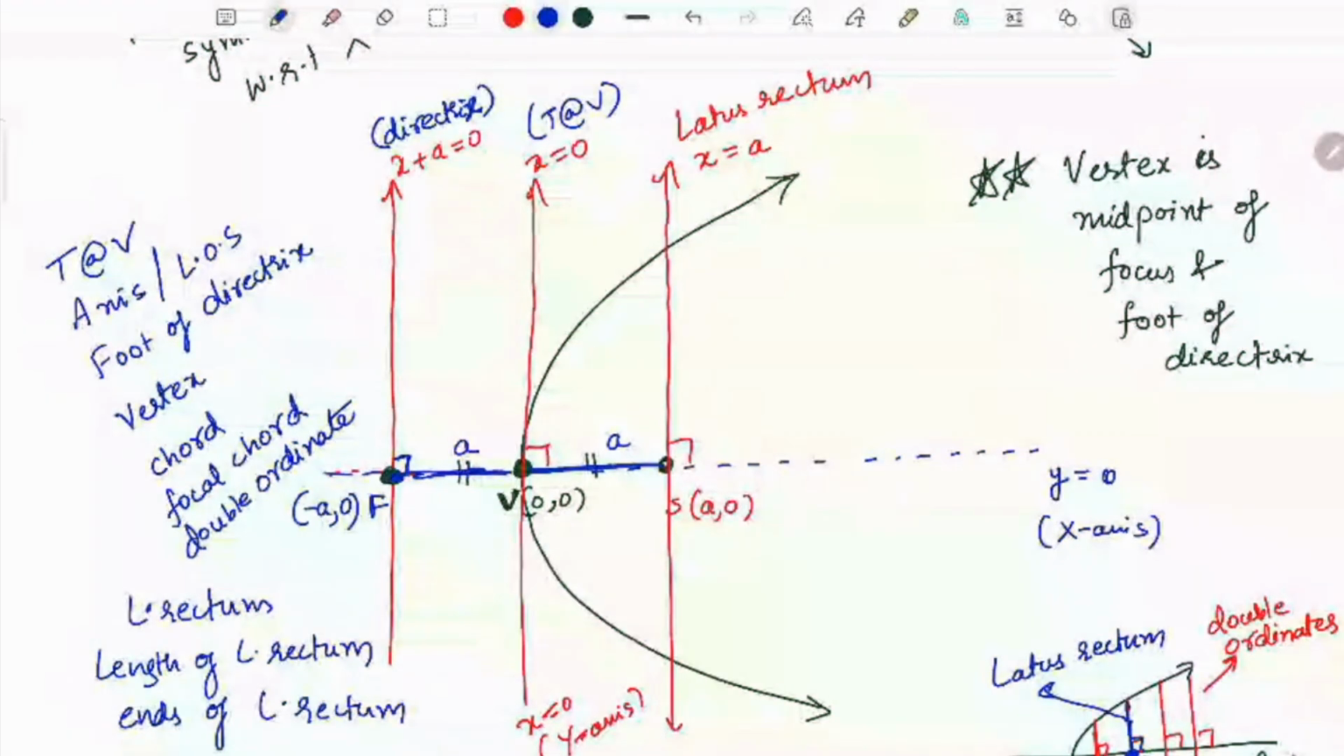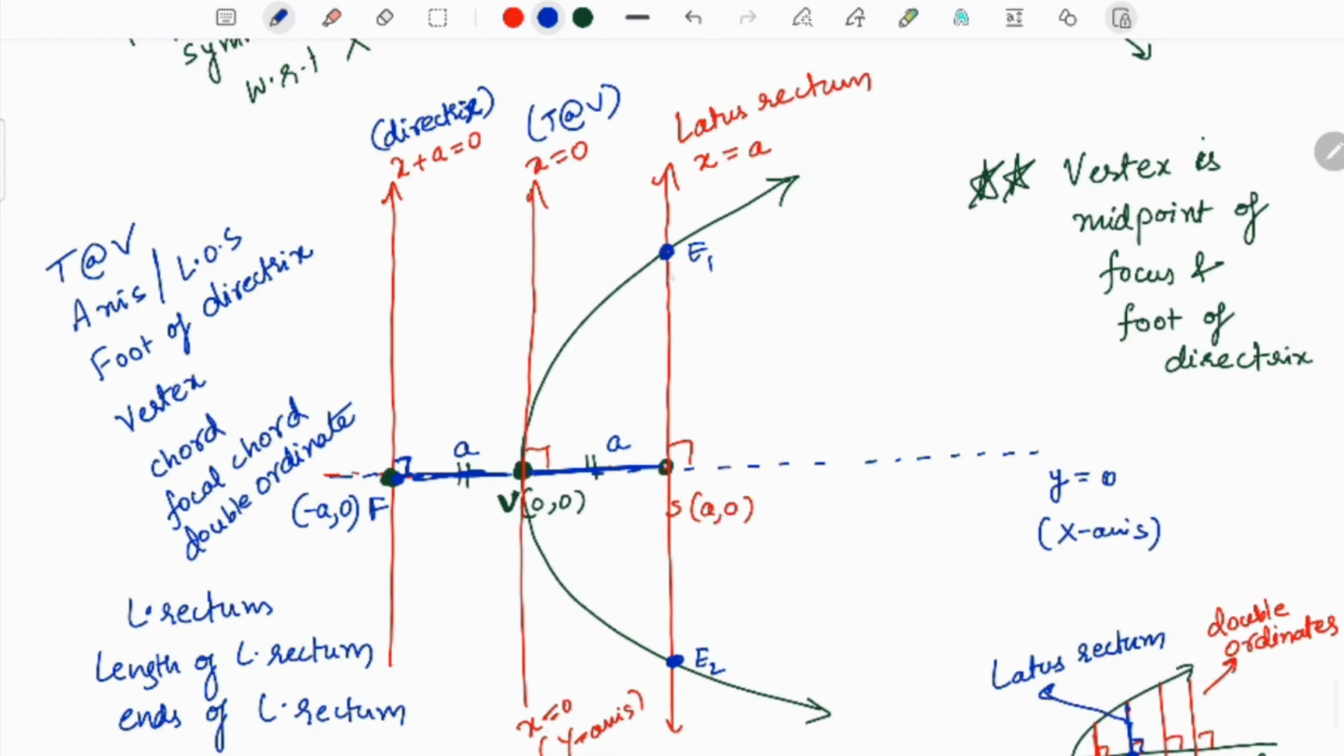This latus rectum is intersecting the parabola at 2 points. One, let me call it as E1. Other one, let me call as E2. This E1 and E2, they are called ends of latus rectum. And this length is there, no? This E1, E2 line segment length, that is called length of latus rectum.